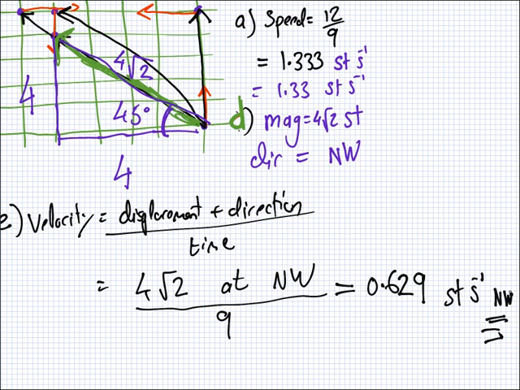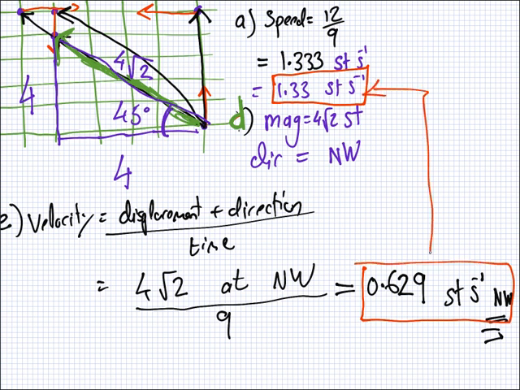Now, I want you to notice something. This is important. What was the average speed? The average speed was 1.33 steps per second. What was the average velocity? Not 1.33. Can you see how different they are? This is the average speed, and this is the average velocity. Not the same thing.